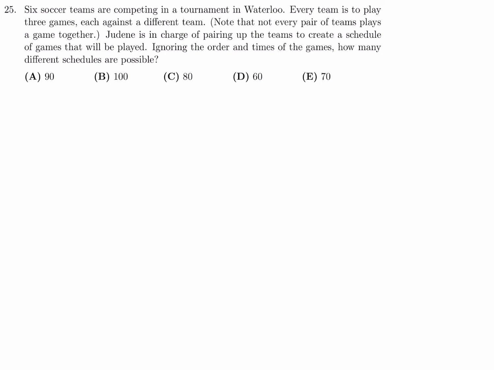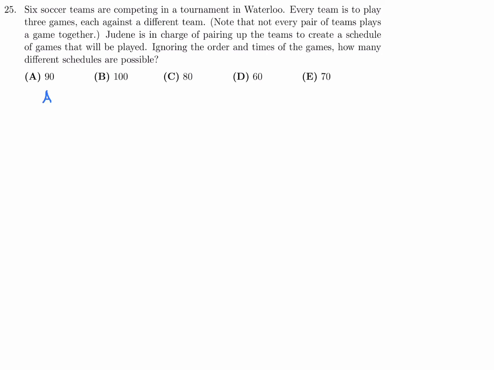6 soccer teams are competing in a tournament in Waterloo. Every team is to play 3 games each against a different team. Note that not every pair of teams plays a game together. Judine is in charge of pairing up the teams to create a schedule of games that will be played, ignoring the order and times of the games. How many different schedules are possible?